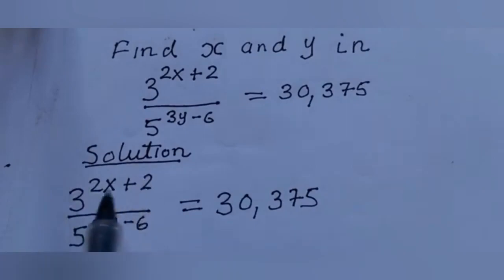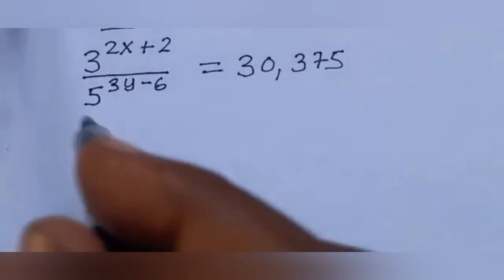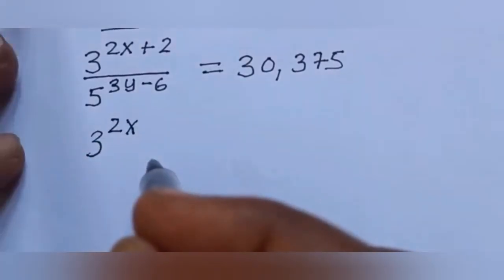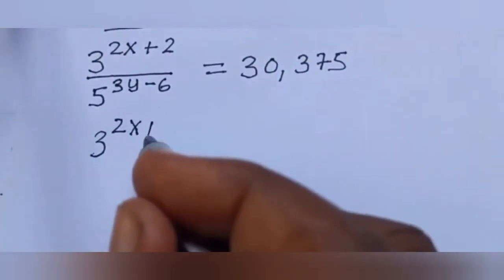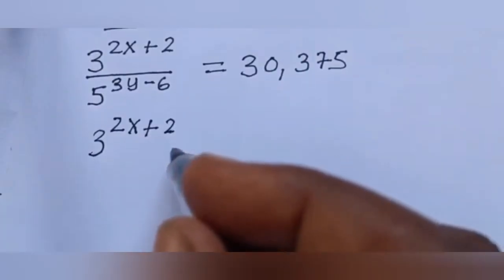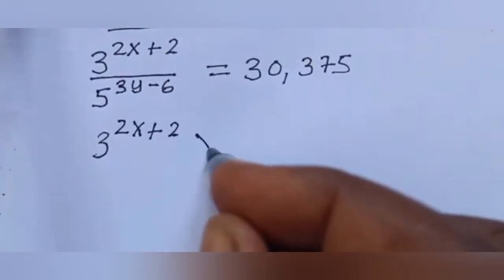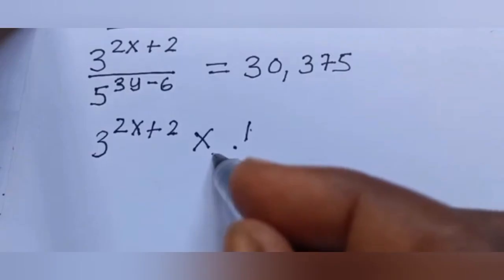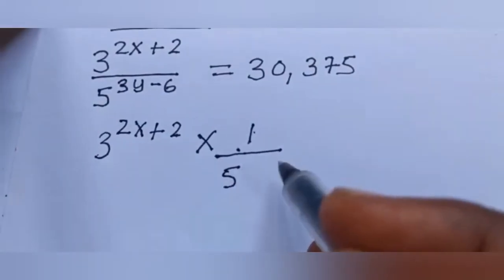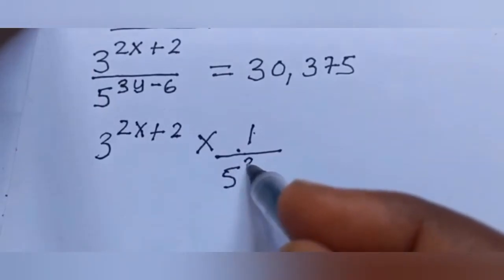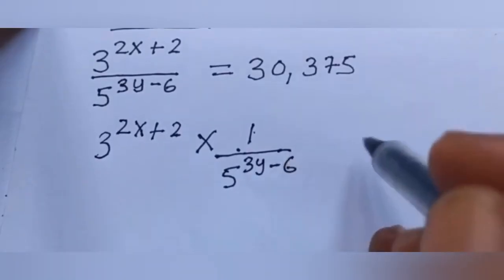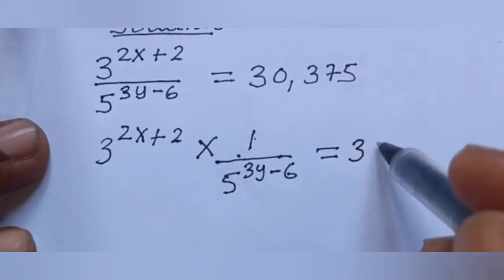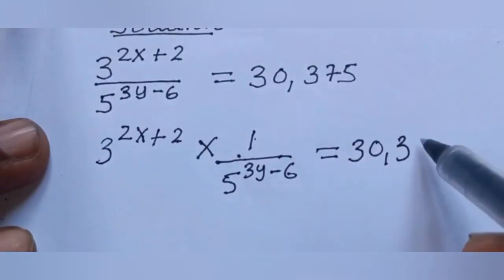So the left hand side expression can be written as 3 raised to power 2x plus 2 times 1 over 5 raised to power 3y minus 6 equals to 30,375.